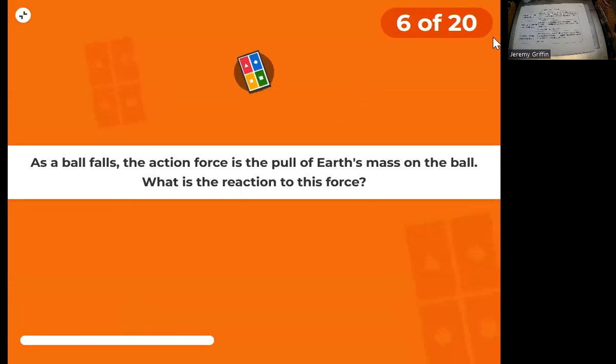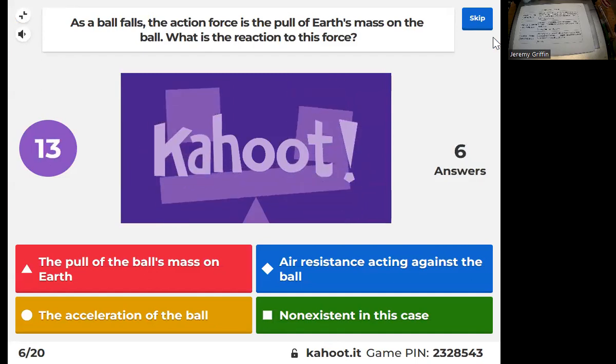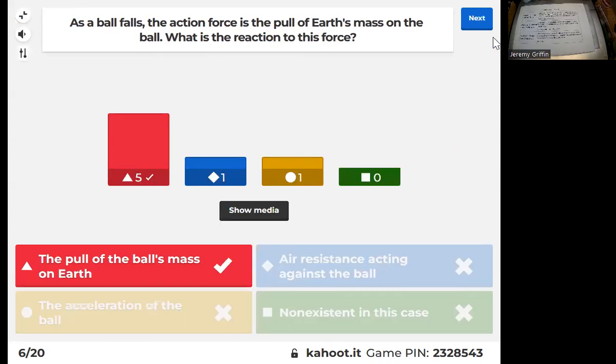As the ball falls, the action force is Earth's mass pulling on the ball. What's the reaction force? So the Earth is pulling on the ball. All right, here you go. What you got? Yeah, so the ball pulls up on the Earth, right? So the Earth pulls the ball down. The ball pulls the entire Earth up. Now for that one, which force is bigger? The Earth pulling the ball down or the ball pulling up on the Earth? It is the same. It's the exact same force.